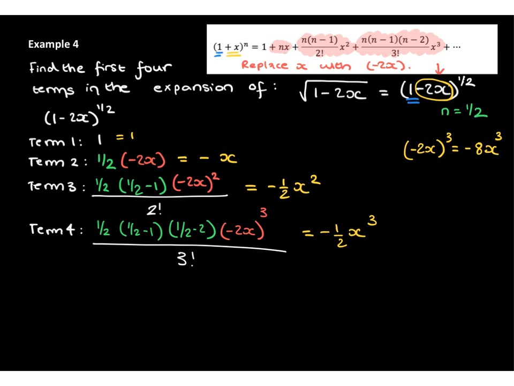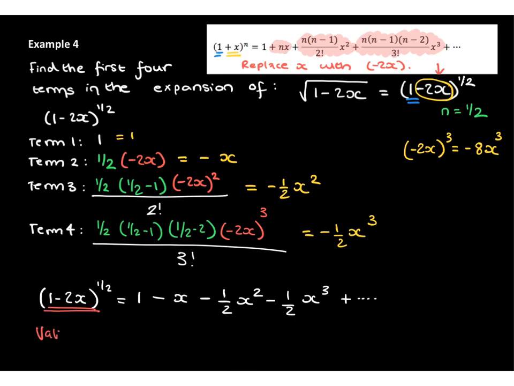So these are the first 4 terms in yellow, and we can put these together. So our expansion, 1 minus 2x to the power of a half, will look like this. 1 minus x minus a half x squared minus a half x cubed, and then I'll just put plus ... at the end. I don't have to put minus ... at the end. And what about validity? Well, again, look inside the expansion here.